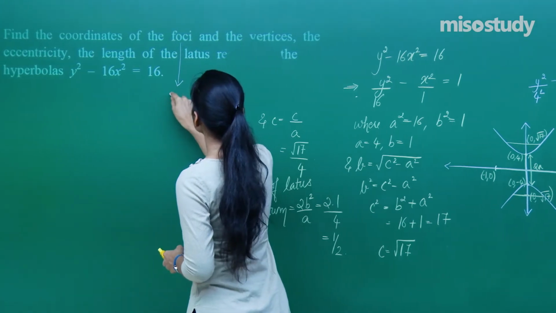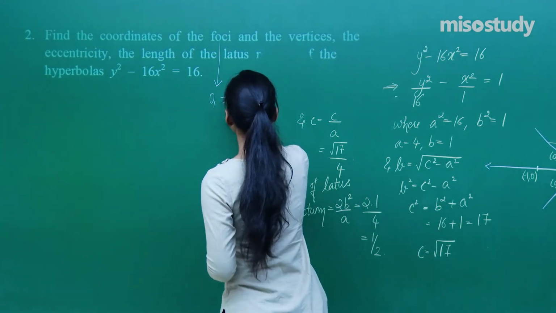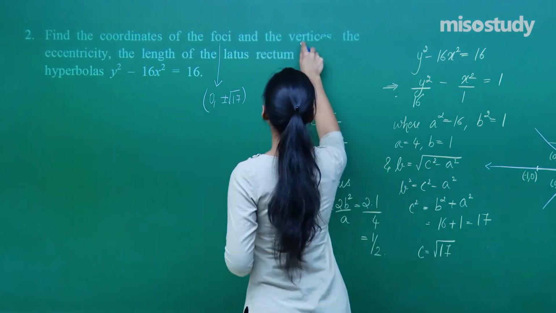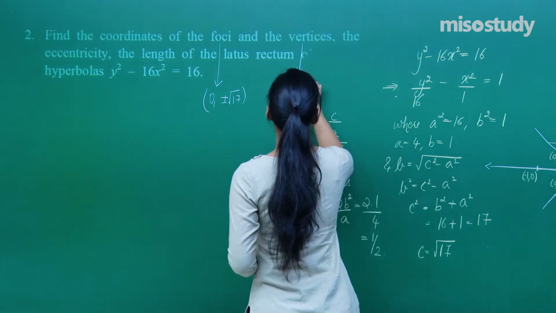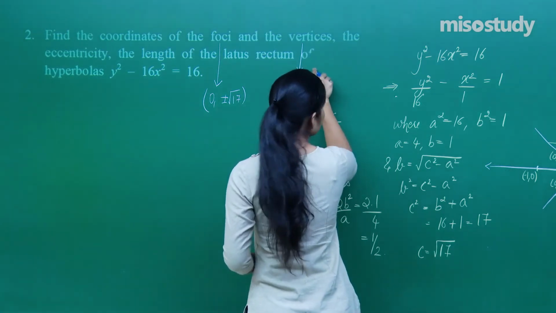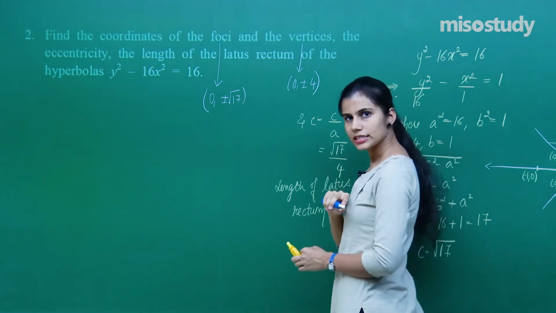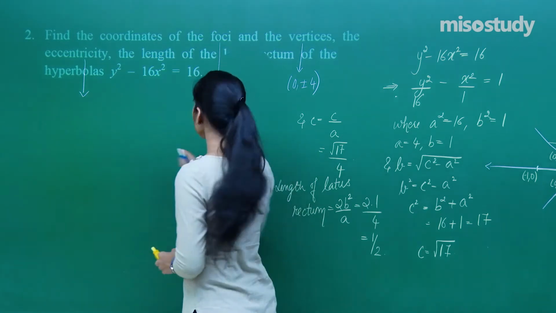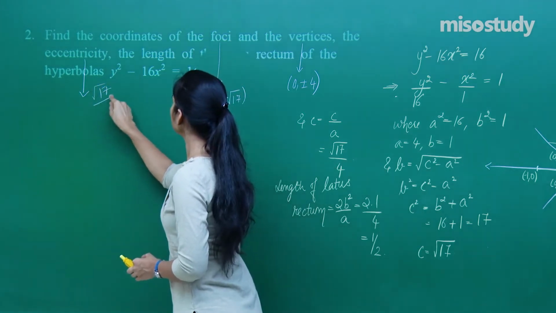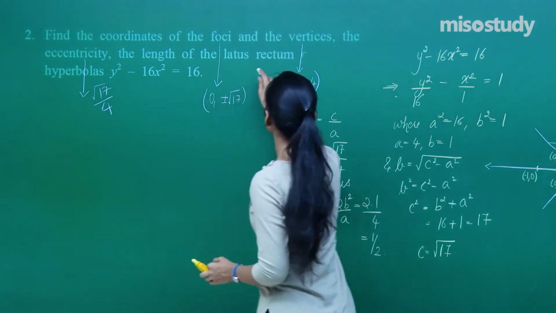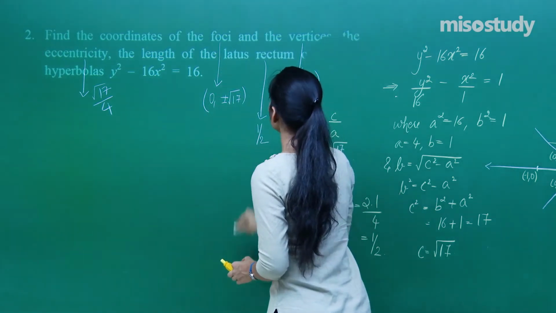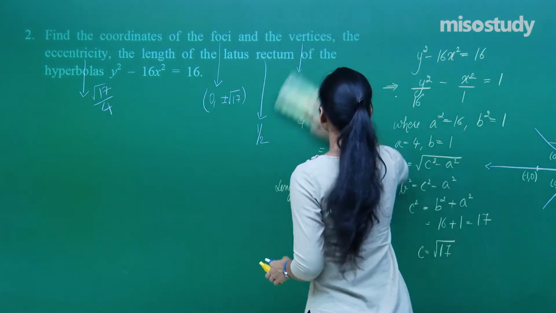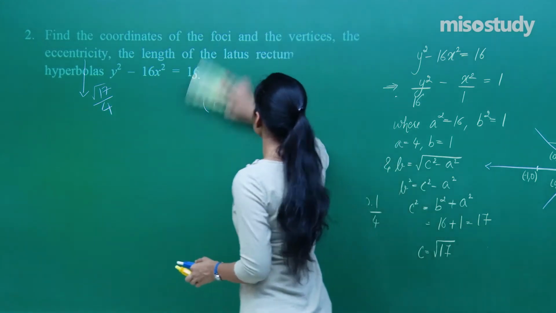Coordinates of the foci are (0, plus minus root 17), because the focus is lying along the y-axis. Vertices have coordinates (0, plus minus 4). Vertices are also lying along the y-axis. Eccentricity is coming out to be root 17 by 4. Length of the latus rectum is coming out to be 1 by 2. Is it understood? After computation of all these values, let's move to the next question.